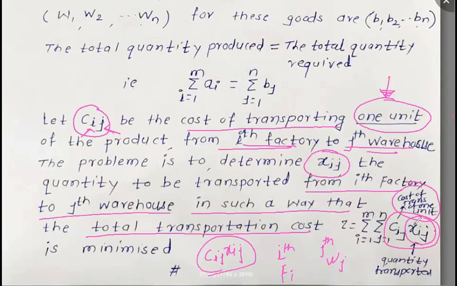And the sum of all such terms gives you the total cost of transportation. So we want to find Xij in such a way that the total transportation cost is minimum. This Z is minimum. So this is how the transportation problem can be described.